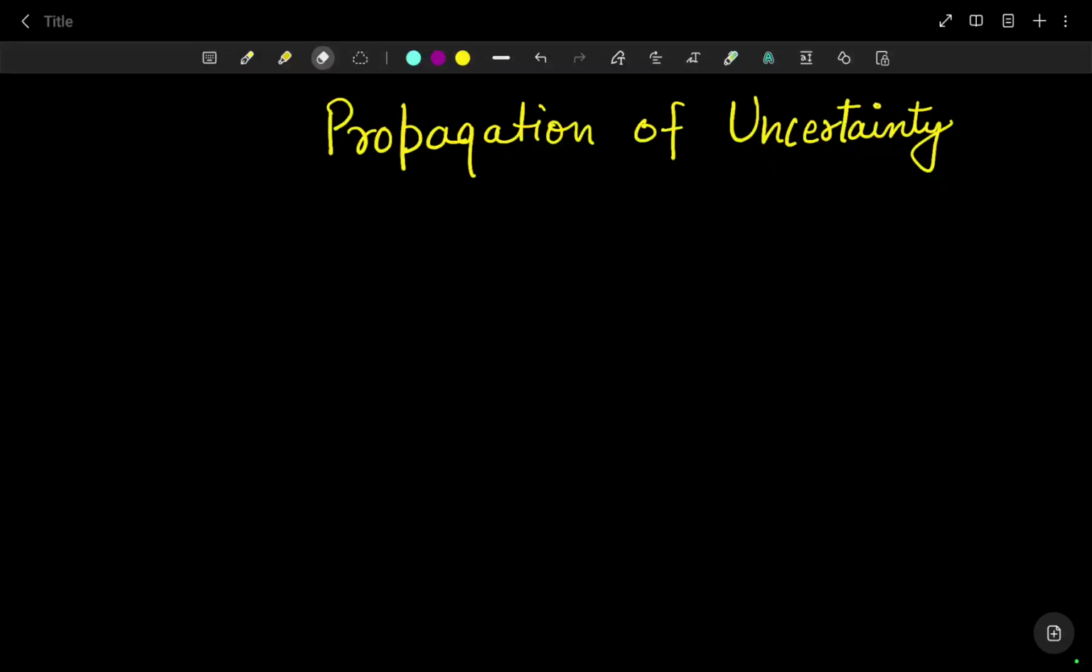Let's talk about how we propagate uncertainty while subtracting two physical quantities in this video. This is also the most commonly asked question in Paper 1B of IB Physics. Suppose I have a physical quantity A which is given as A plus minus delta A, and another physical quantity B given as B plus minus delta B. There will be numbers in place of A, delta A, B, delta B. I'm not taking any number right now.